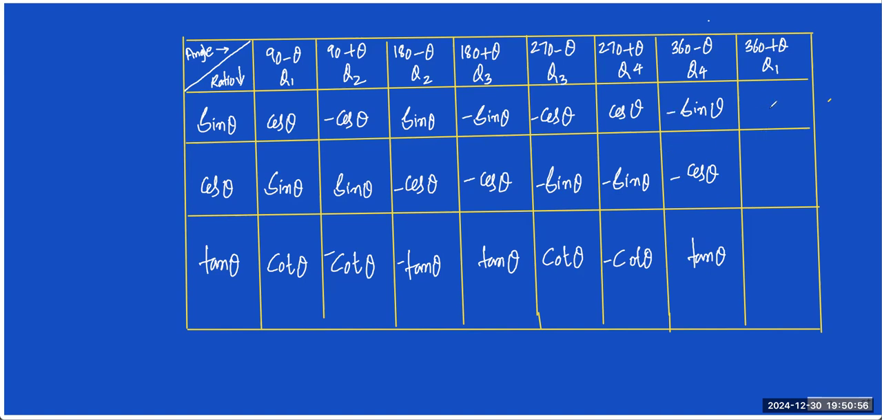Finally, we are in the first quadrant, so sine will remain sine only: sin theta, cos theta, tan theta. In the first quadrant, all values are positive, that's it. So this table will help you to understand the graphs of trigonometry.